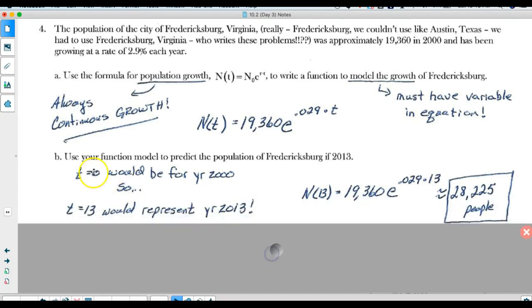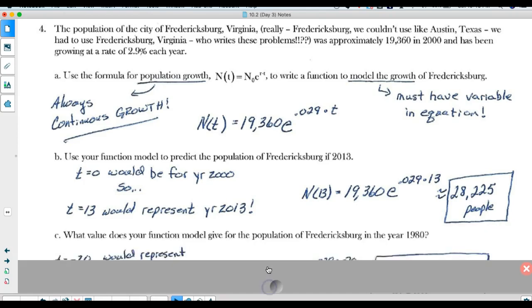Well, let's use the model to predict what the population was going to be in 2013. If t equals 0 is the year 2000, then to get to the year 2013, I add 13, so t equals 13 represents the year 2013. So I just plug in 13 and let my fingers do the walking through the calculator, and we would find the population in the year 2013 is approximately 28,225 people. Now, please remember we're talking about people. Please round to the nearest person.